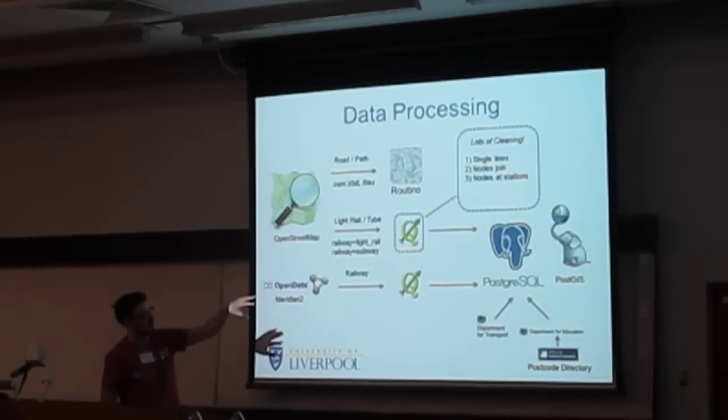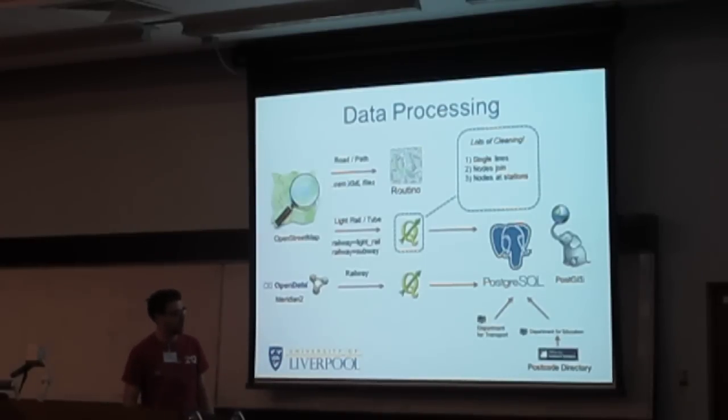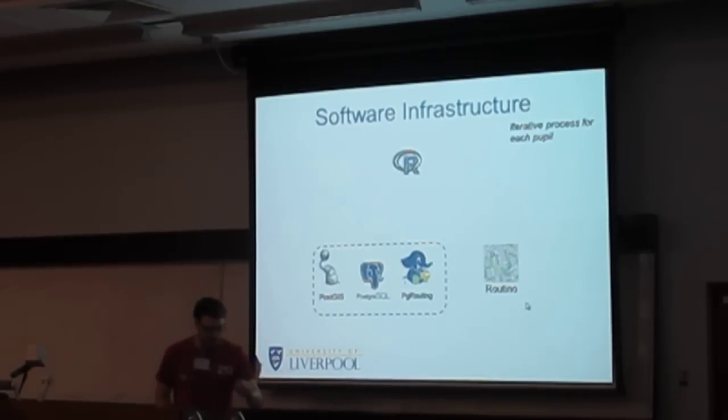That data was dumped into a PostGIS database, an extension to PostgreSQL. The railway data was quite clean already, and that came from Meridian 2, and again, all that went into PostGIS as well. Similarly, the education and the transport data went in there as well, so it was all stored in the same location. And this is basically the software infrastructure that I implemented, and this is how the algorithm works.